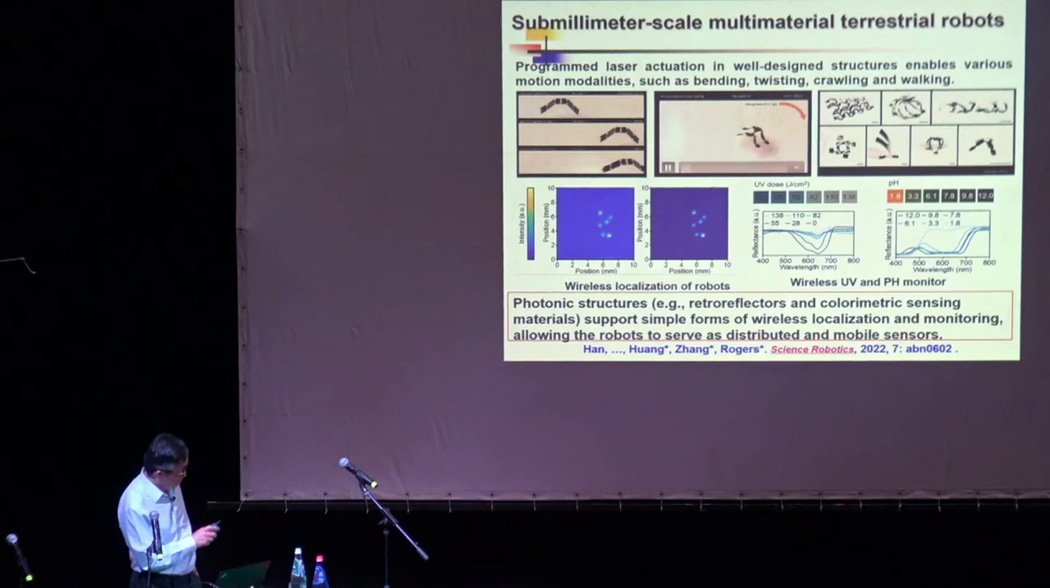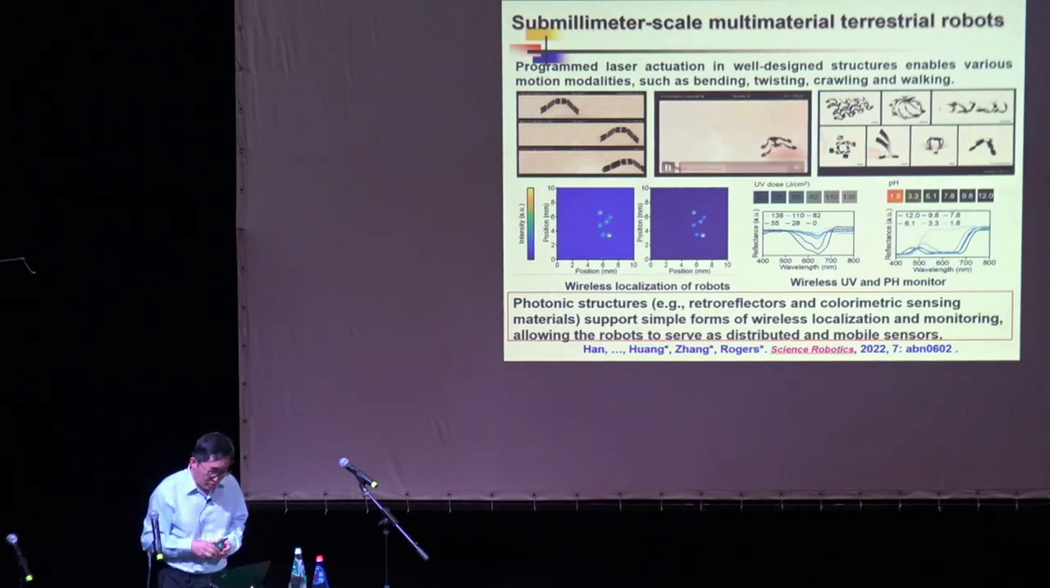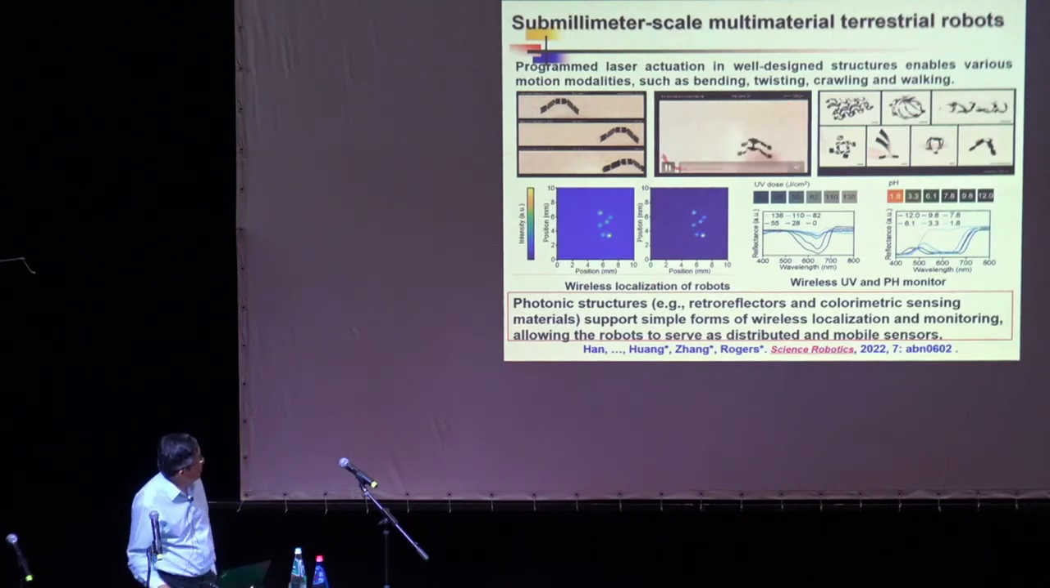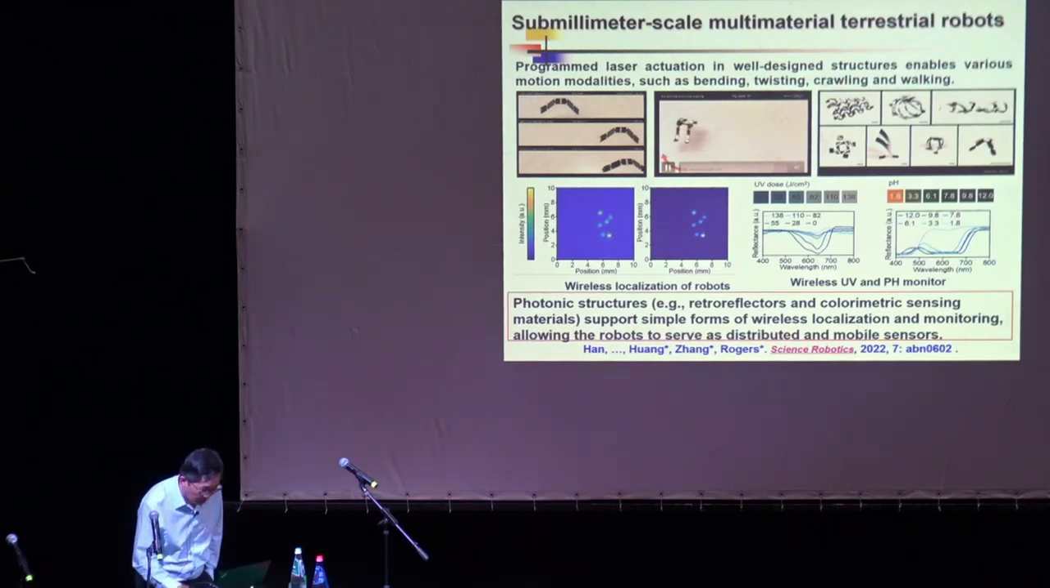Yeah, it can move now. You can see this one can rotate. So you can use laser to provide guiding force for this little robot to rotate. And it can do many functions. For example, it can do bending, twisting, crawling, walking, and different things.